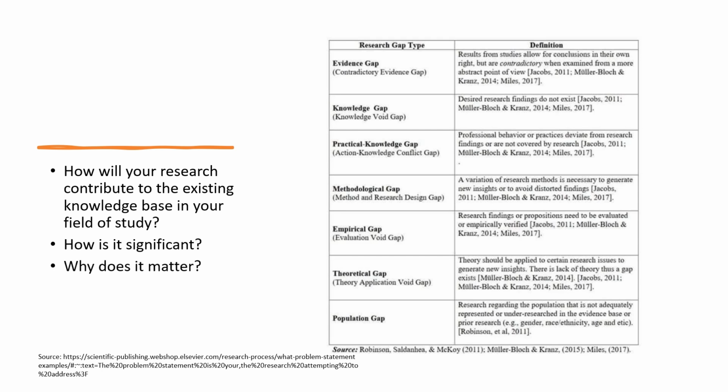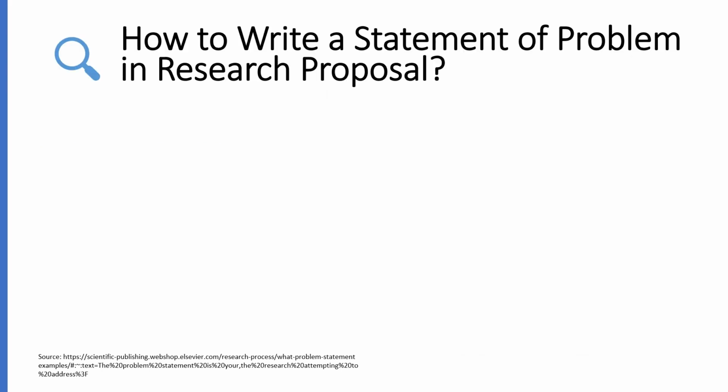And the third question is, why does it matter? So still, so what and who cares? So in writing your statement of the problem, you have to really understand what's the research gap in your study. Now, how to write a statement of problem in your research proposal?